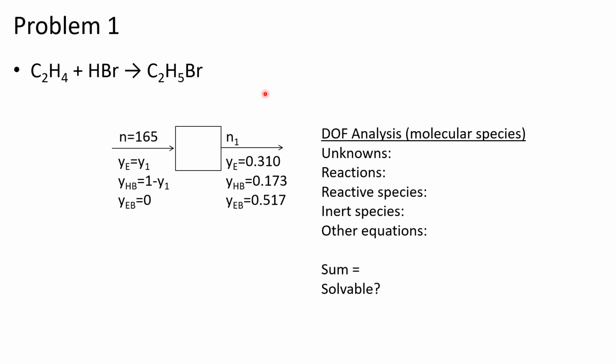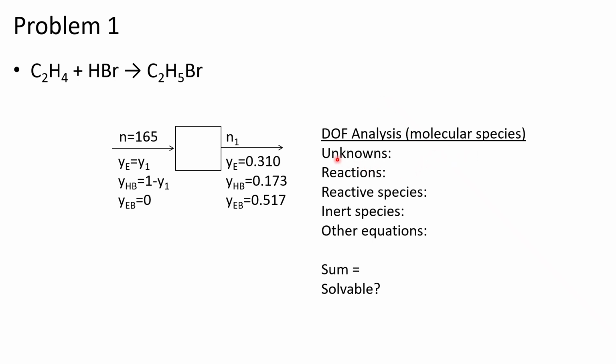Next, in order to answer the questions that were posed in the original problem statement, we're going to perform a degree of freedom analysis, assuming that we're doing balances on molecular species. What we'll be doing is a balance for the ethylene, a balance for the hydrogen bromide, and then a balance for the ethyl bromide.